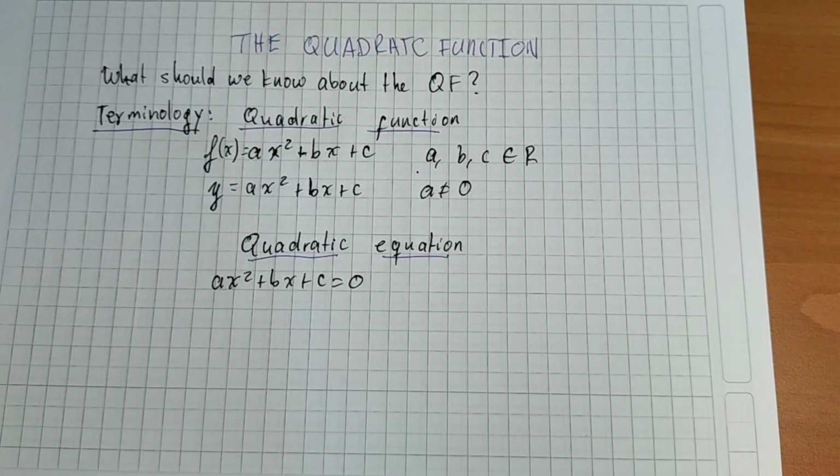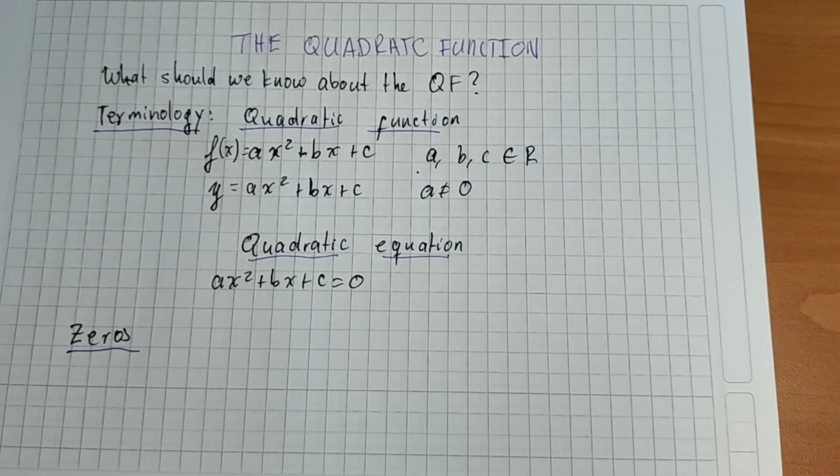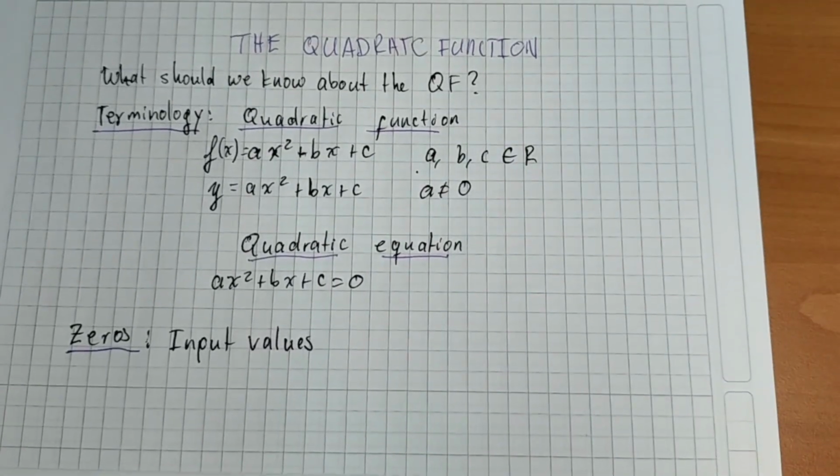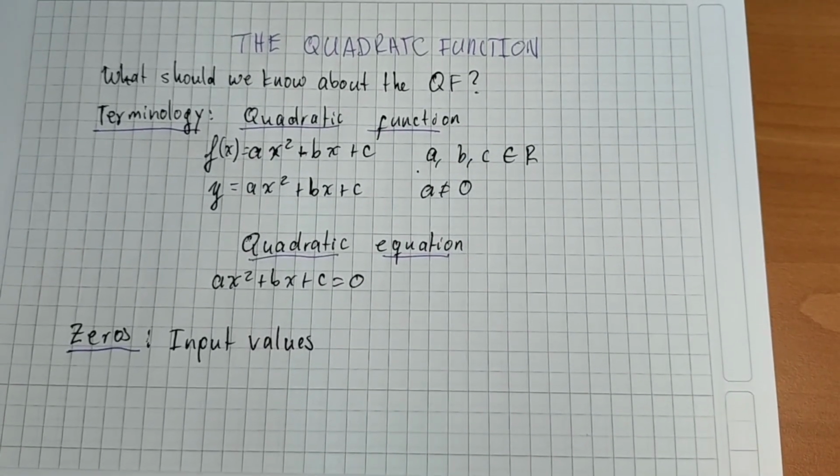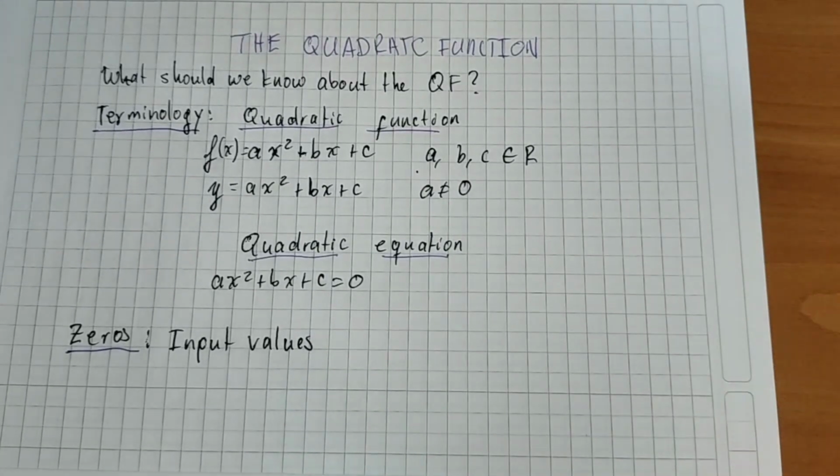Well, the reason is that finding the roots of this equation is going to take us to something called the zeros of the function. What are the zeros? The zeros are the x values, or more generally, the input values that make the equation or the function return a value of 0.